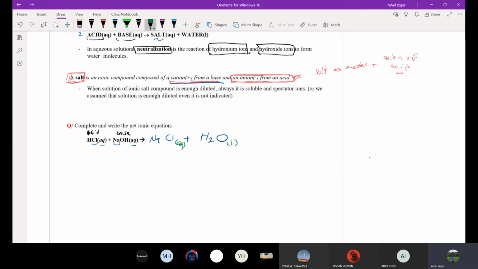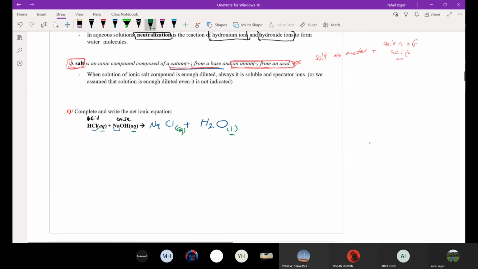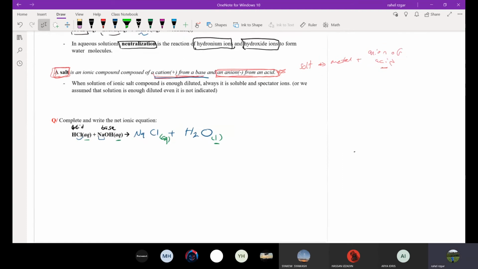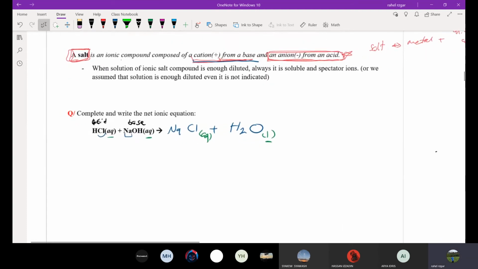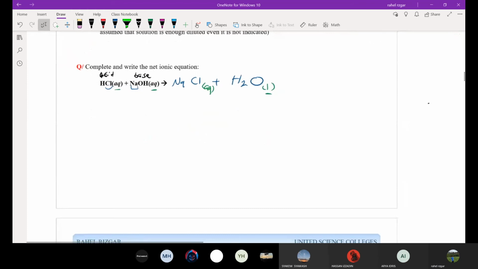What is the state of H2O? Always liquid. Don't forget that, because in this chapter and the next chapter, chapter 7, you need to understand that H2O is liquid. And I will tell you what is the importance of this one here. Everybody, please pay attention to this part, the next part. This part is important. It's very important for you to understand.